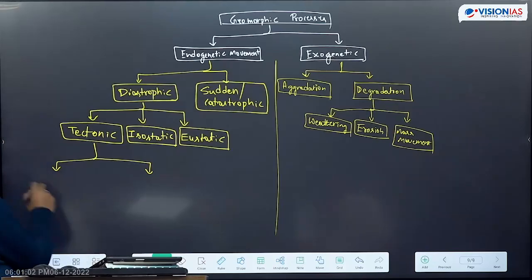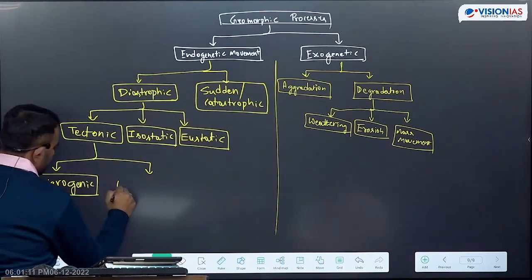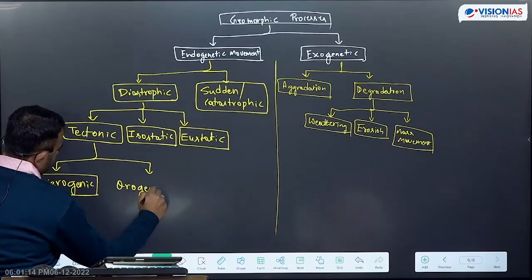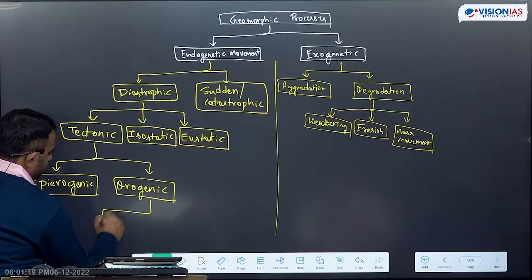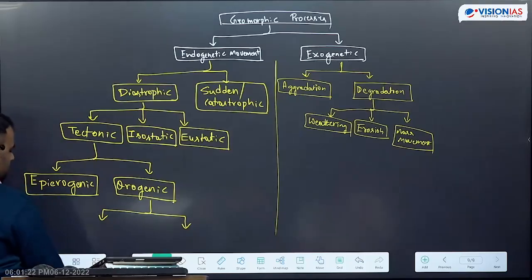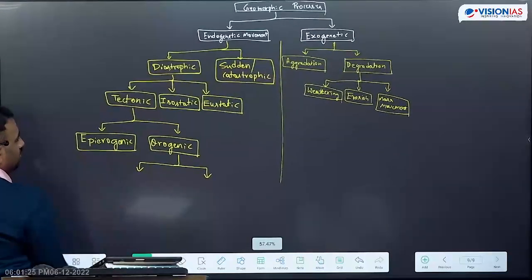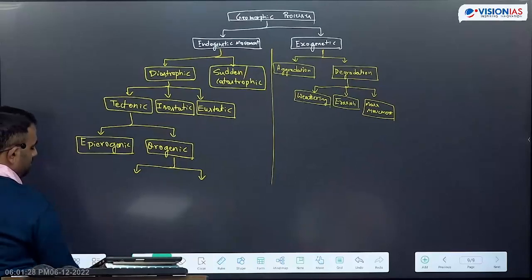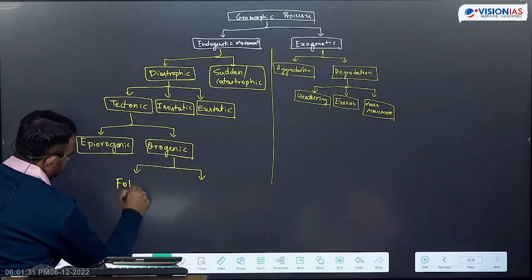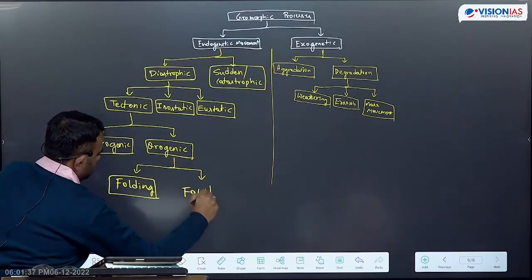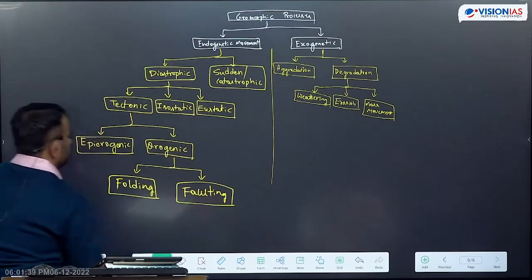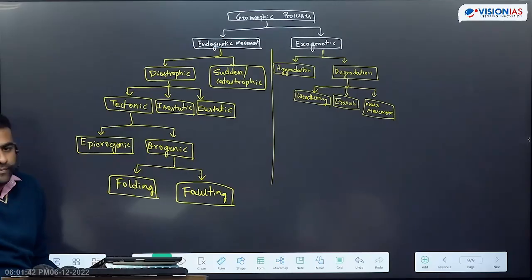Tectonic movements are of two types. Epirogenic, orogenic. Orogenic is of two types. Folding and faulting.